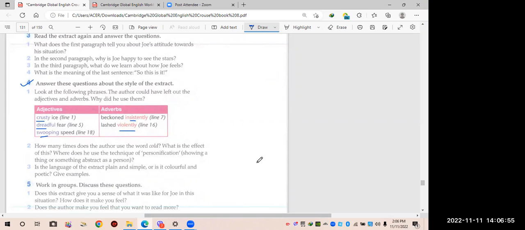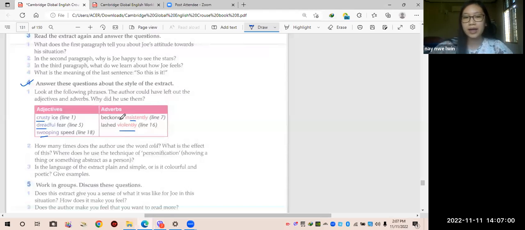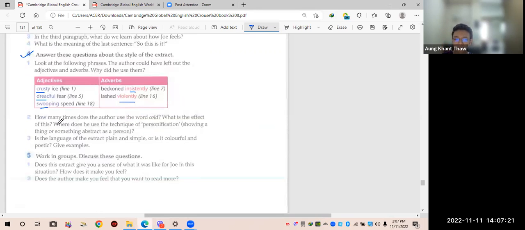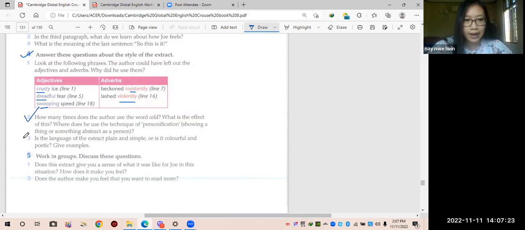I think by adding these adjectives and adverbs, the reader can get more detail about the words or about the situation. So it makes it stronger, right? So that will be the answer for number 4-1. Did you get the answers, everyone? Yes. Okay. So we'll do number 2 and 3, and after that, we'll discuss together, okay?